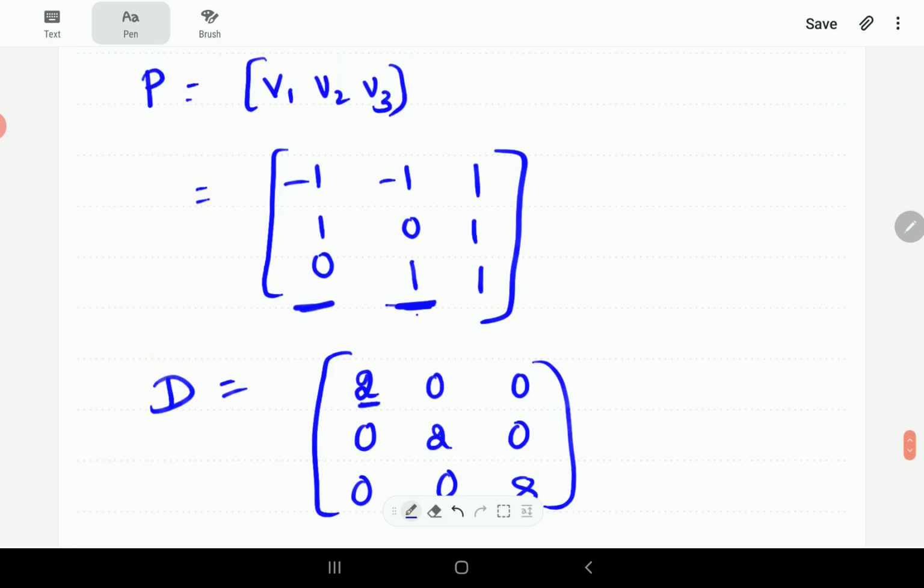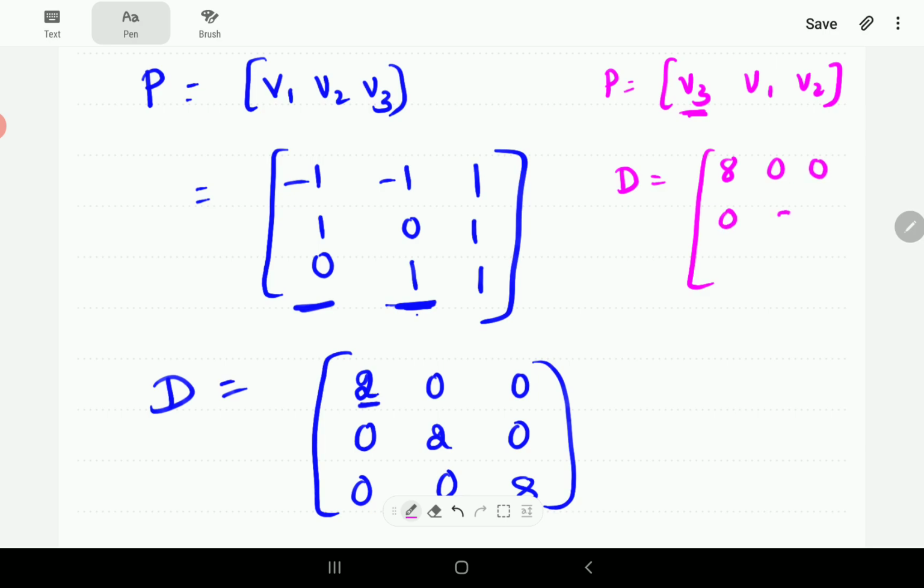Okay, for example, if you take your P as first V3 and then V1, V2, then your D construction must be what? Because your V3 is with respect to 8, first 8 will come and then your 2. So this is how it should be. If you follow this one, then this must be your D. All right. So this is what you have to keep. This is a very important step. You can say it's a critical step.